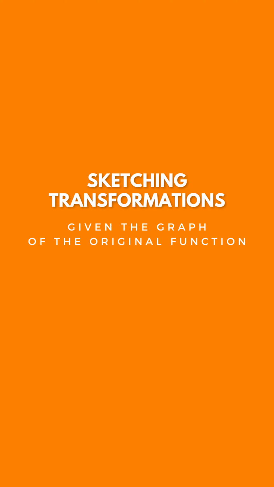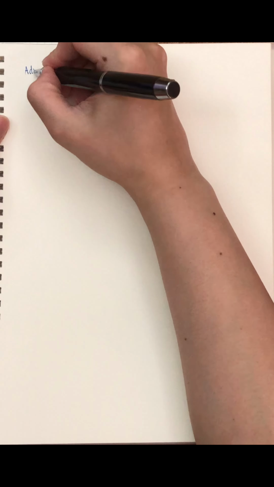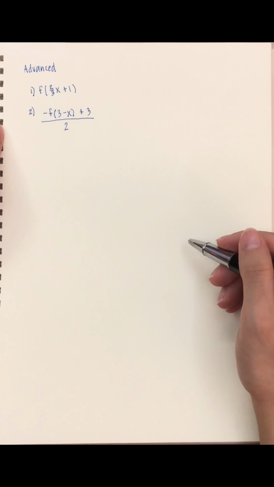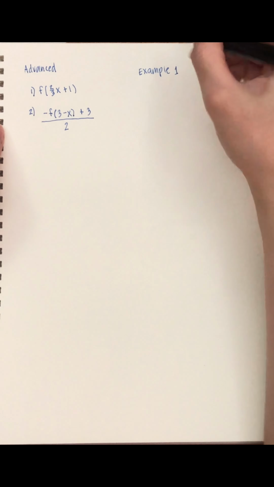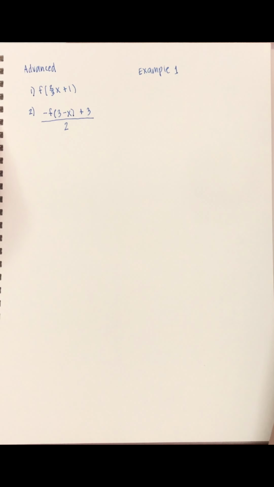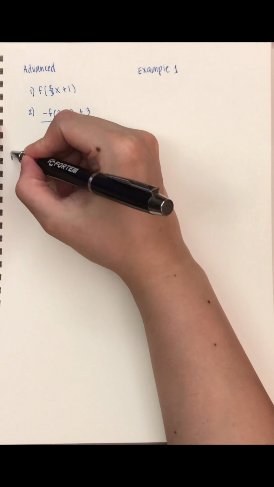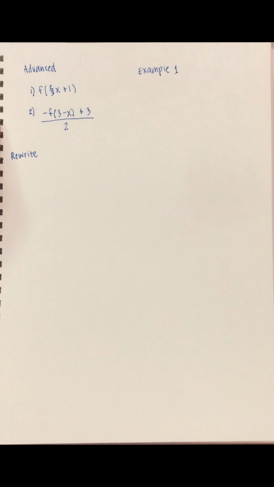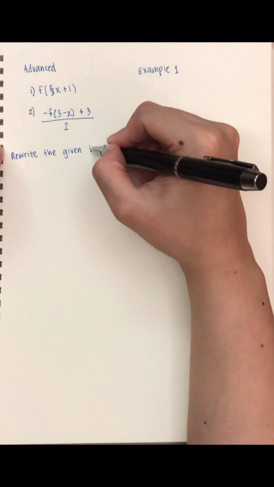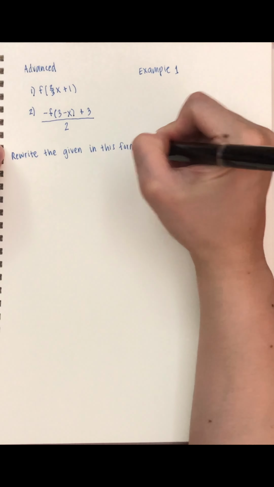Third and last video of this series, sketching transformations, given the graph of the original function. In this video, we graph only two advanced examples. Unlike before, where we can immediately identify what the transformations are, we first need to do something. We need to rewrite the given function in this form.